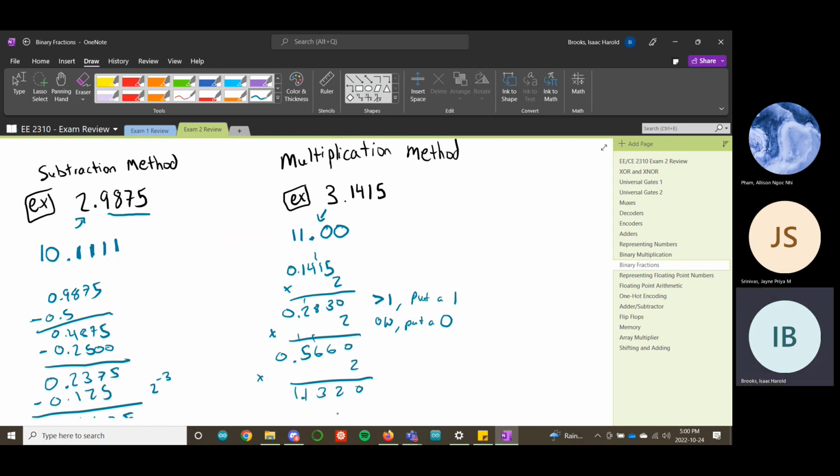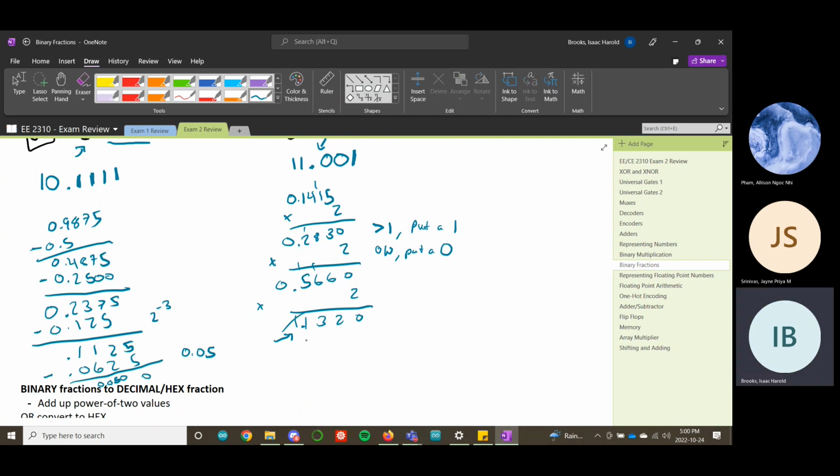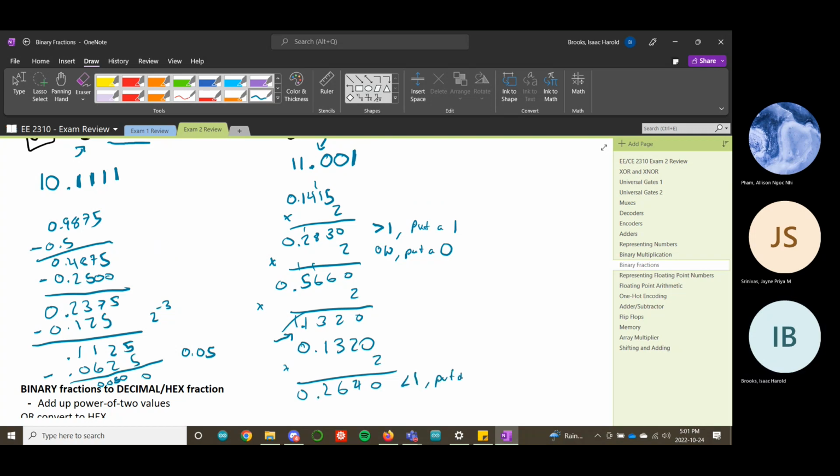And we get 1.1320. So we do have a 1. So that means we put a 1 for this 2 to the negative 3 case. And then we continue after discarding this 1 and continue with the rest of the fractions. 0.1320 multiplied by 2 is 0.2640. And this is less than 1, so we put a 0.